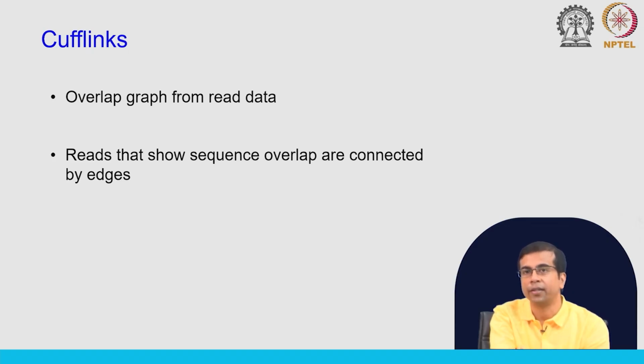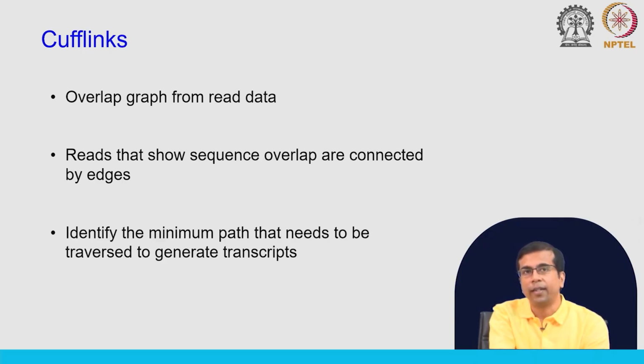They are part of the same transcript because they are showing sequence overlap, at least part of them are identical in sequence. That is why they are presented in a graph. This is a very similar idea, and we will illustrate a bit more when we talk about genome assembly. Now, what it does next is identify the minimum path that needs to be traversed to generate transcripts.